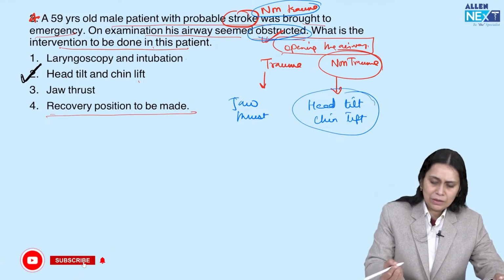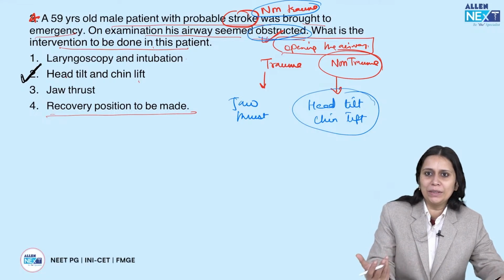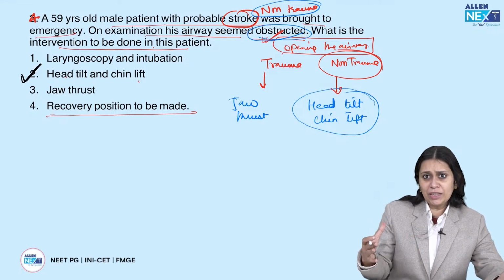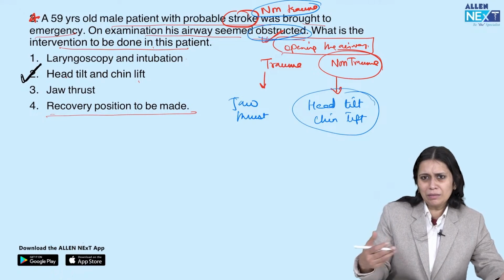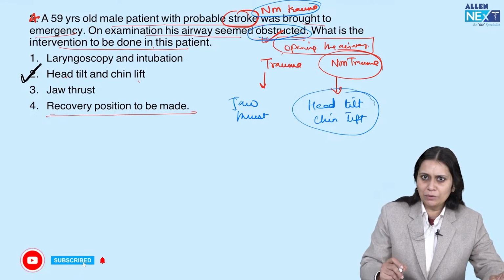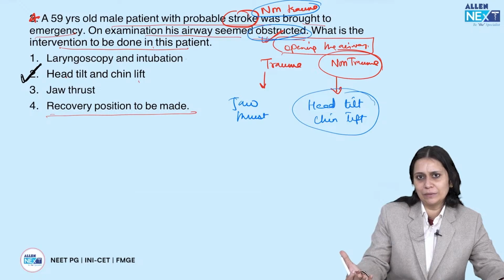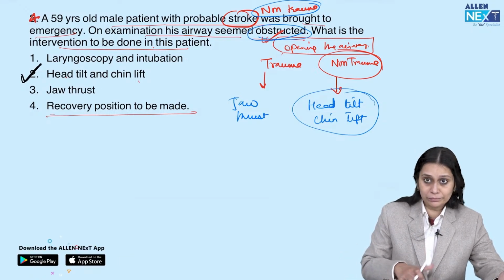Laryngoscopy and intubation we may need to require in these patients, but it would be after opening the airway, when we have oxygenated and now we have time to perform laryngoscopy and intubation, right? So it may or may not be required in this patient, but it is not the first maneuver. First maneuver is head tilt and chin lift, okay? So this is how you have to approach the question. Okay, next question. Next guess question, right?